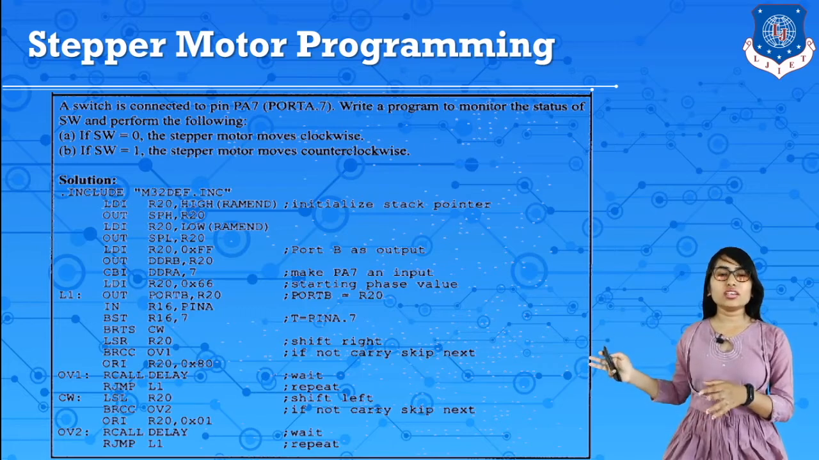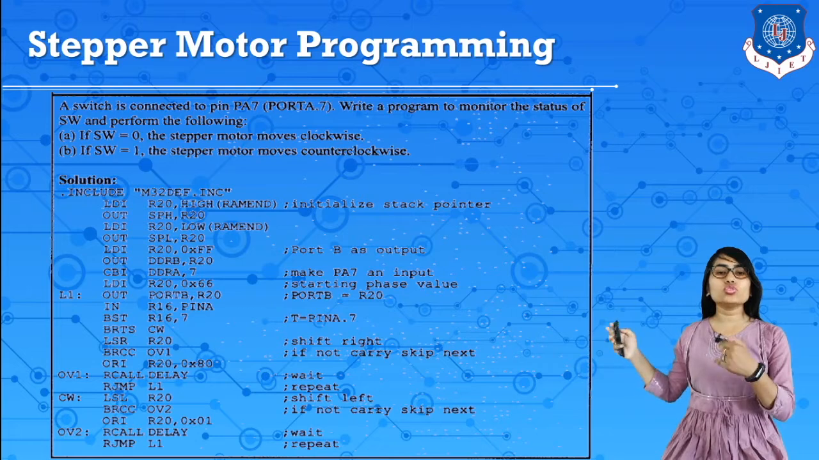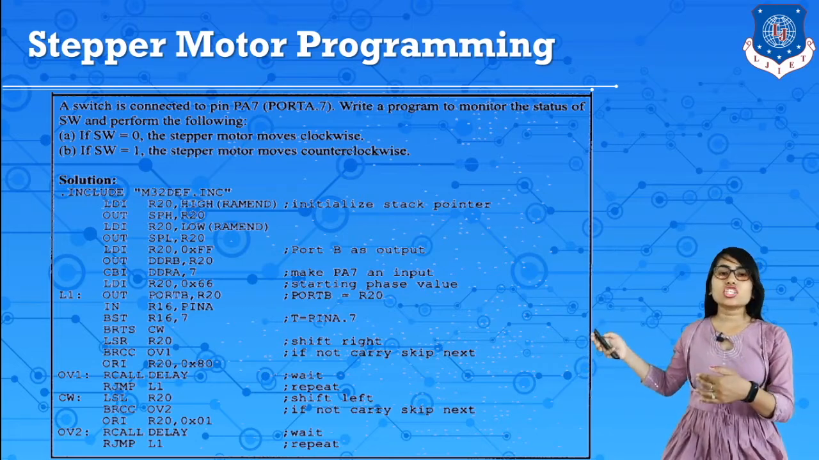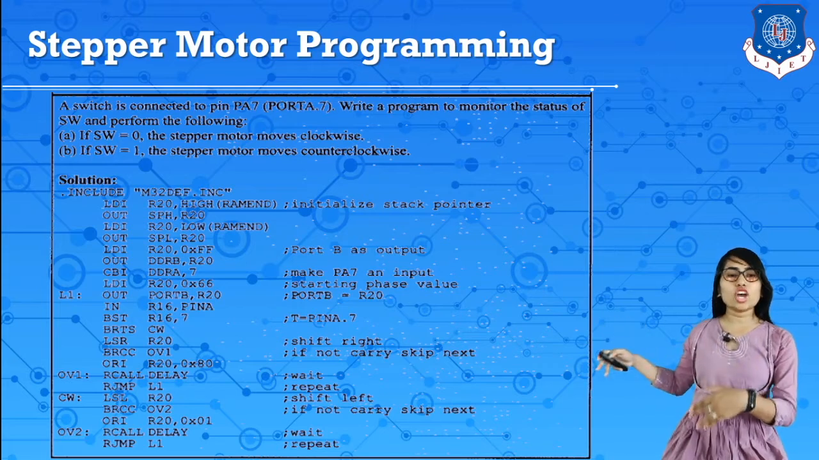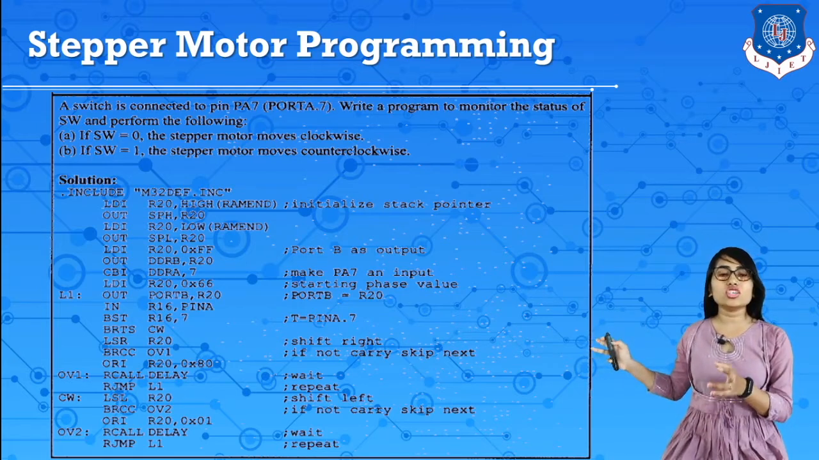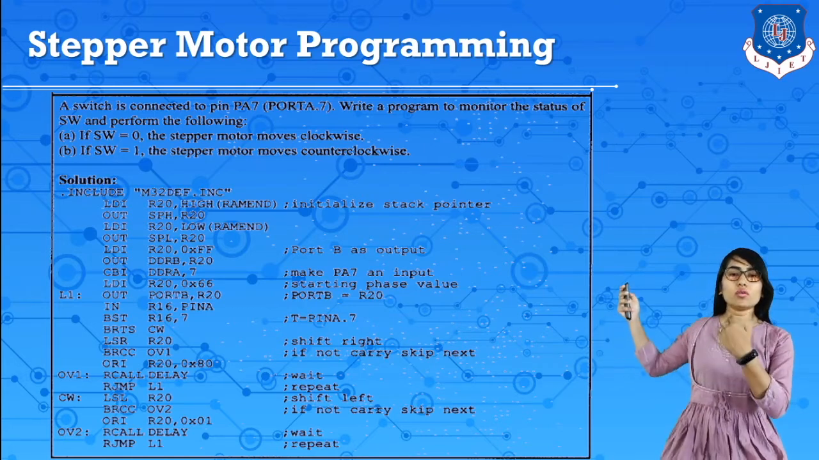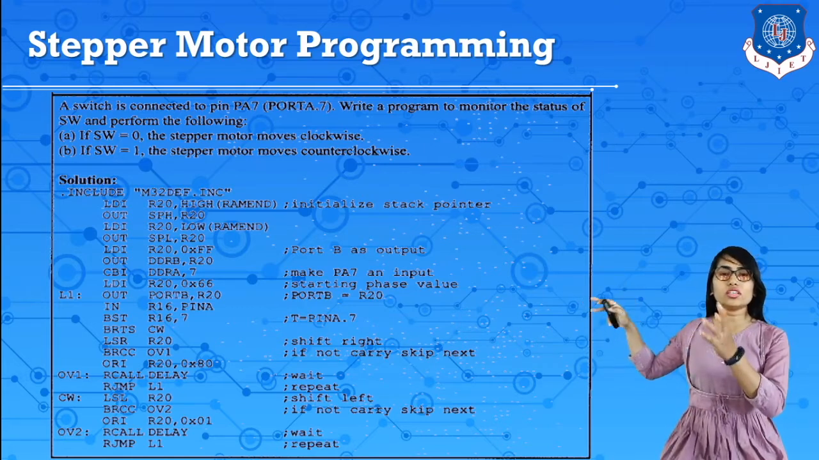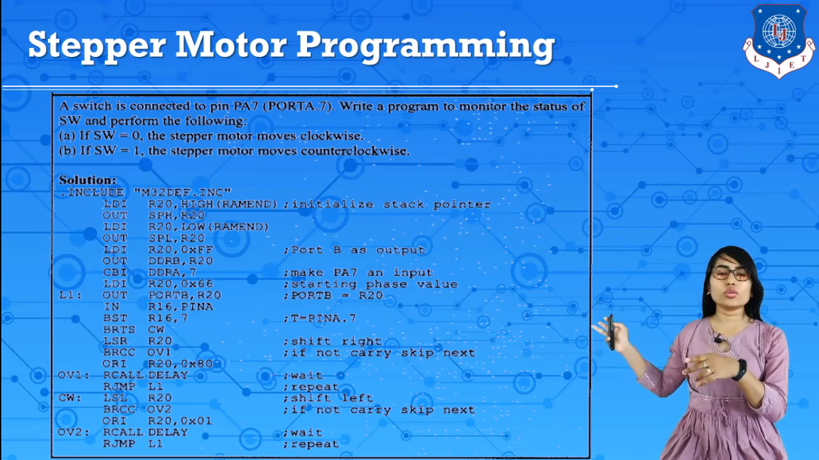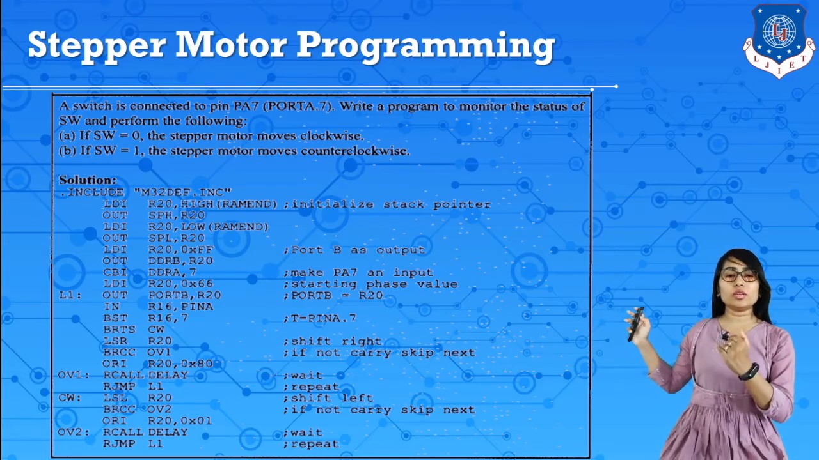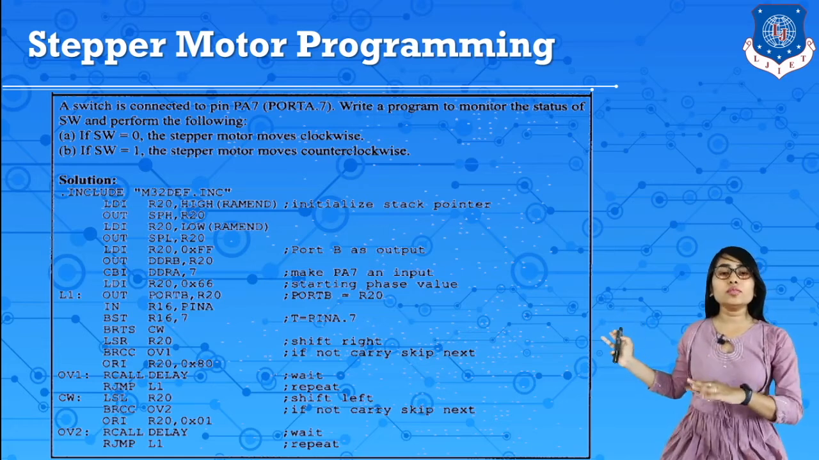Then check here if this pin A is equal to 1. Okay, this pin is equal to 1, so it skips the next. So shift right is not performed, and it will jump to this CW, that means shift left, and then according to that it will OR with 1. This is how, if the pin is equal to 1, it will shift in the right direction. Okay, so it will shift in the right direction, test the bit, and if it is 0, then it will shift in the left direction.